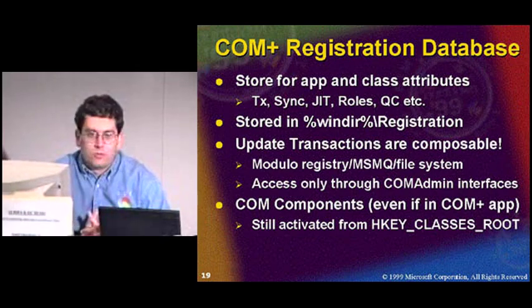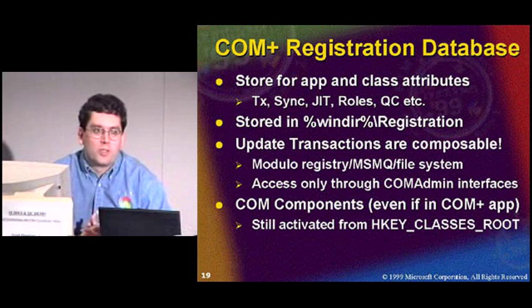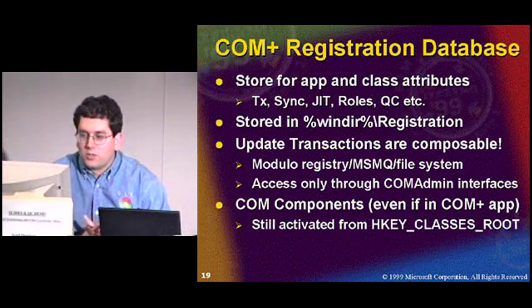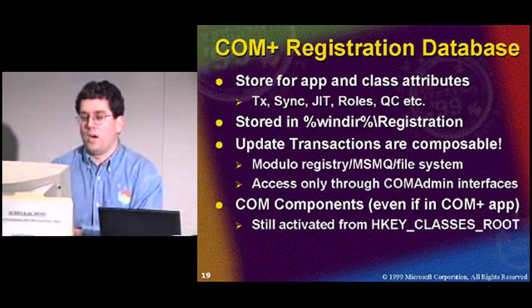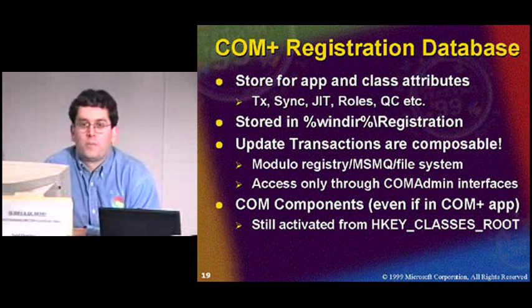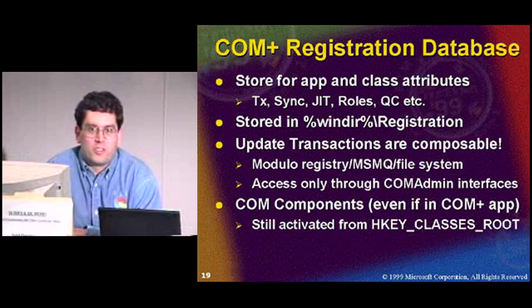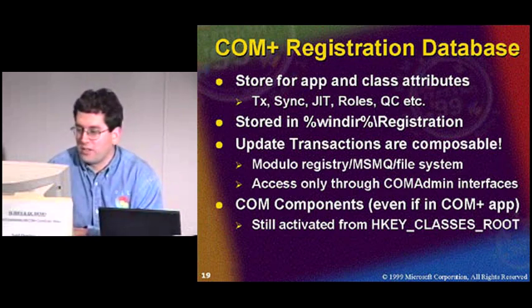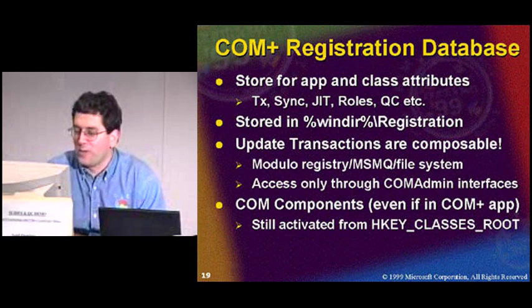attributes, the roles, if queuing is enabled or not turned on, the queue names for the application, etc. All these additional attributes that are COM+ specific are stored in this database, and the physical files for this database are in the Windows directory. There's a registration subdirectory under there. And if you open this now on your machines, hopefully all of you are running Windows 2000 at this point, you will actually see several files there that end in the .clb file extension.